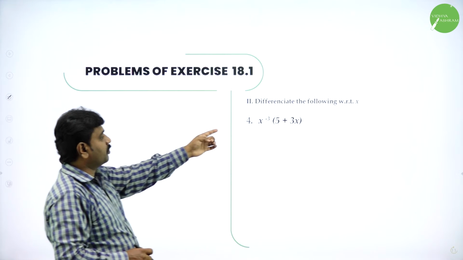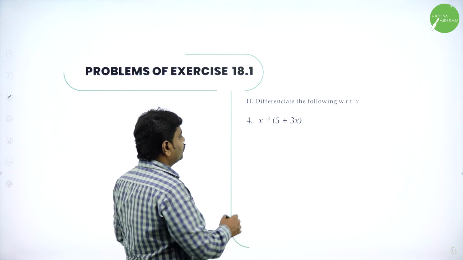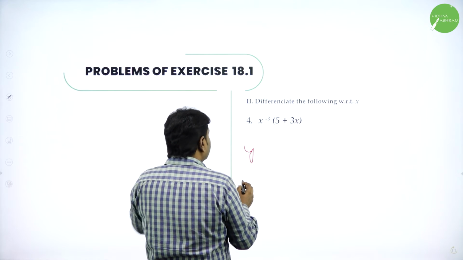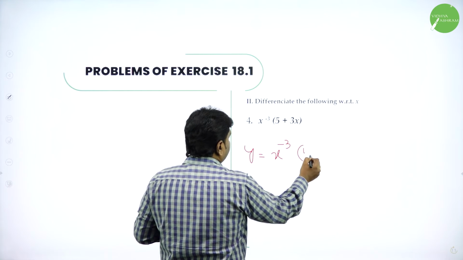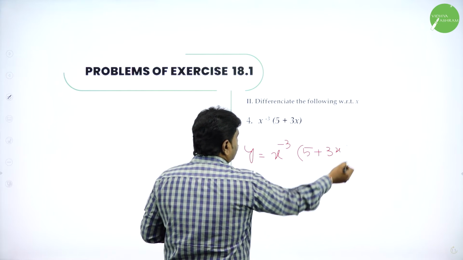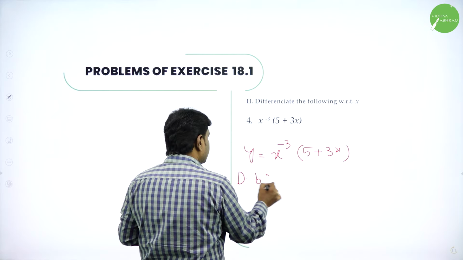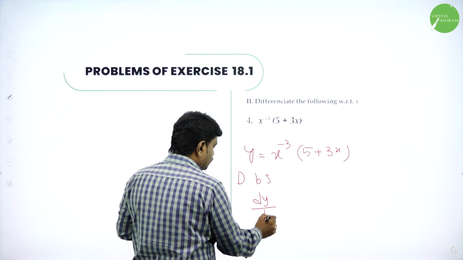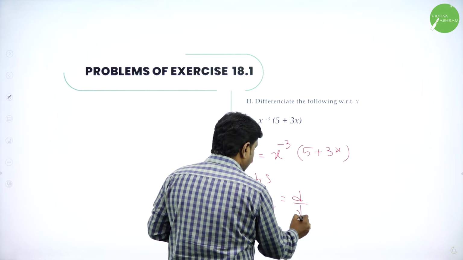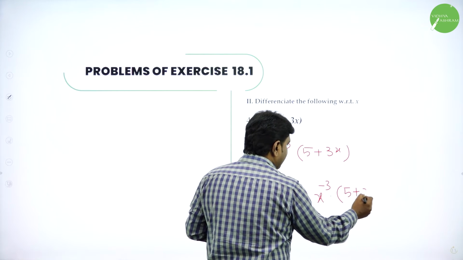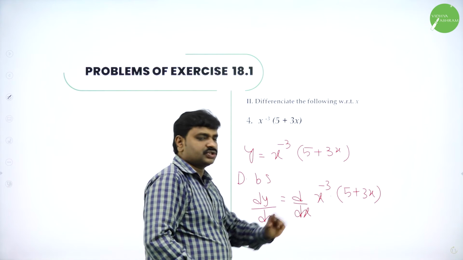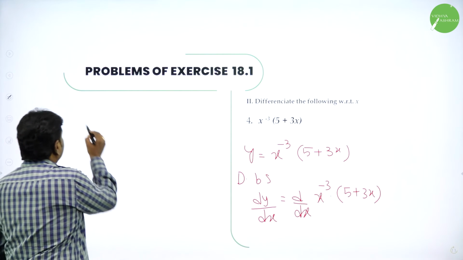Next, x power minus 3 into (5 plus 3x). Two methods are there to solve this. One method is product rule. So we use product rule, y equals x power minus 3 into (5 plus 3x). Now differentiate both sides. So when you differentiate both sides, you should use what rule? Product rule. What is product rule?